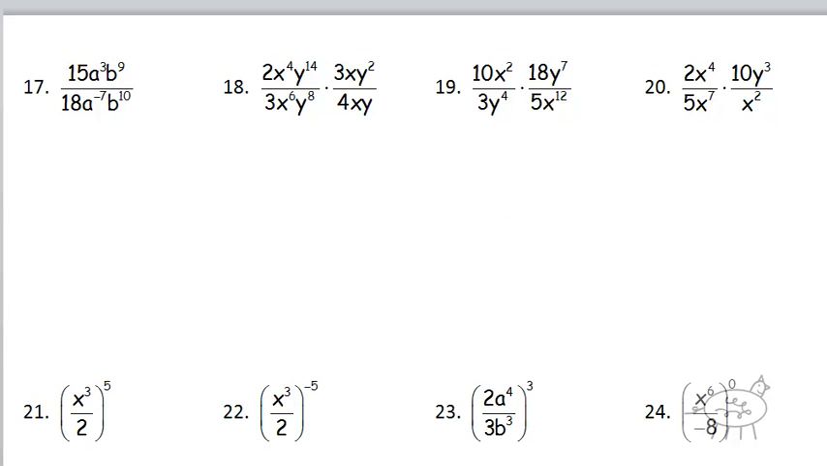Okay, so basically you have 15 over 18. You guys should know how to reduce fractions. A 3 goes into 15 5 times, and a 3 goes into 18 6 times. So I know I have a 5 and a 6 here. And then the a goes home. It's a spy, so it goes home, so it goes to the north, and I have a to the 10th. Okay, and I have a battle between the b's, and the bottom one wins by 1. So that's your answer: 5a to the 10th over 6b.